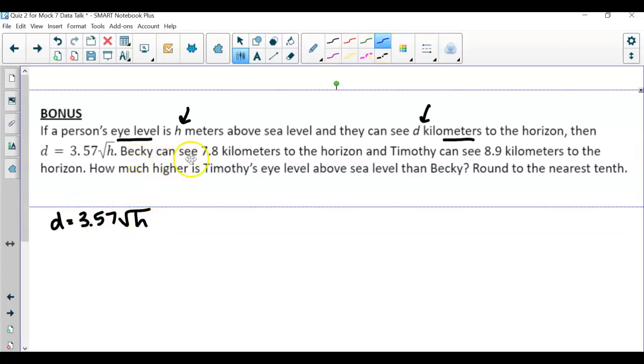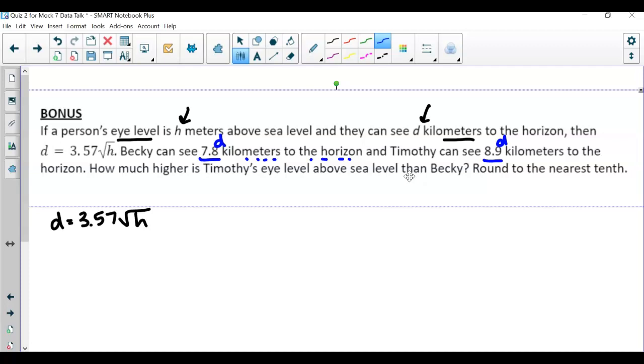So now this person, Becky, can see 7.8 kilometers to the horizon. So what does the 7.8 represent? Well, the 7.8 represents d, because d is kilometers to the horizon. Then that means Timothy can see 8.9 kilometers to the horizon. So again, 8.9 also represents d for Timothy. How much higher is Timothy's eye level above sea level than Becky? So we have to figure out first off, what is the height or eye level for both of them?